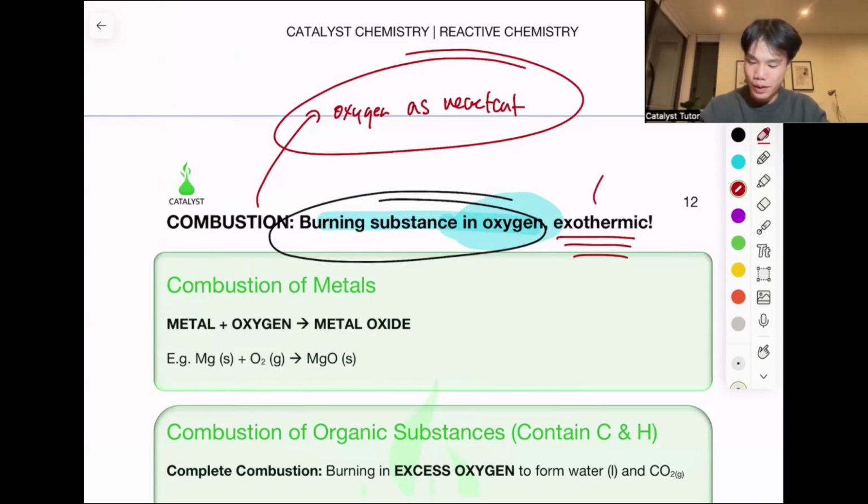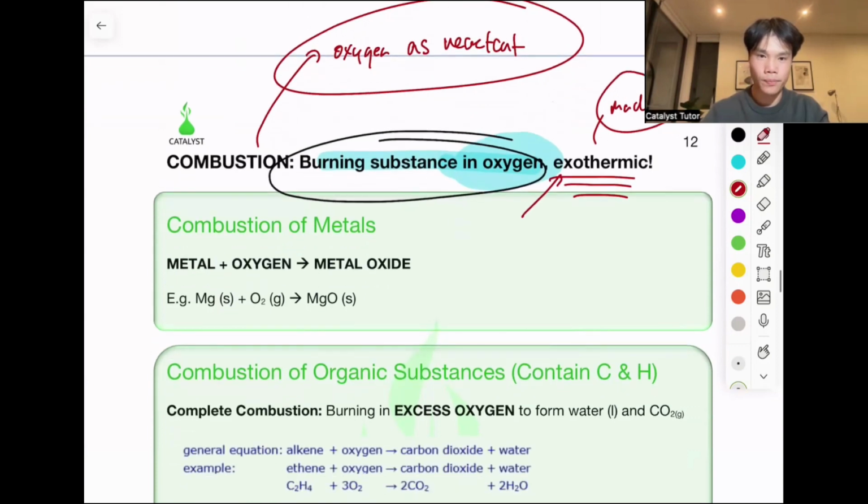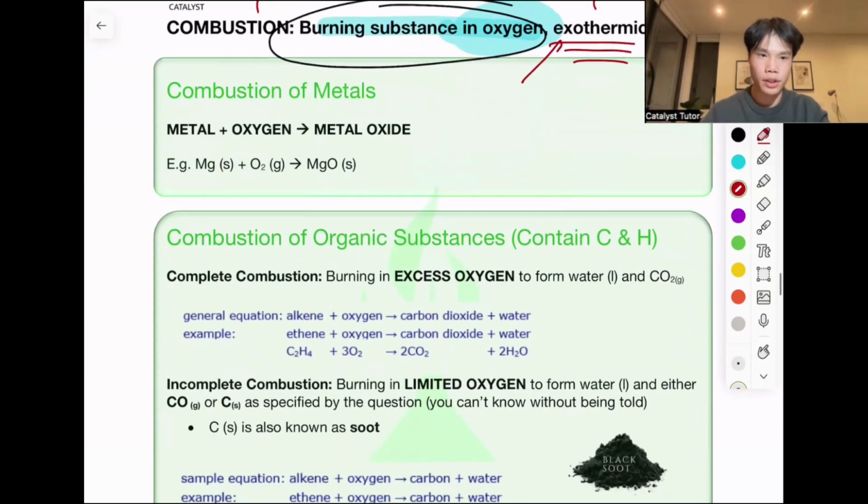Just get that really, really clear, because this exo-endo will come up in the next module as well. Bit of foreshadowing.